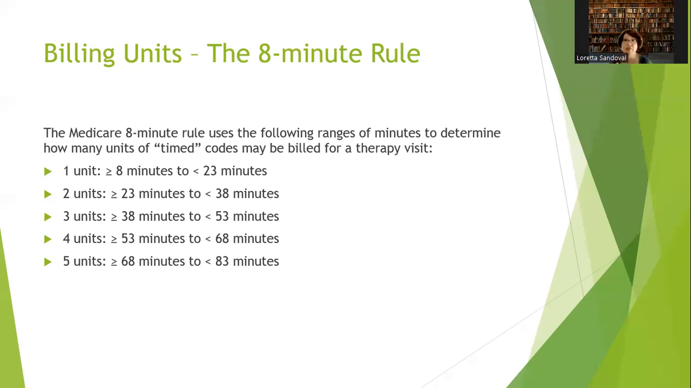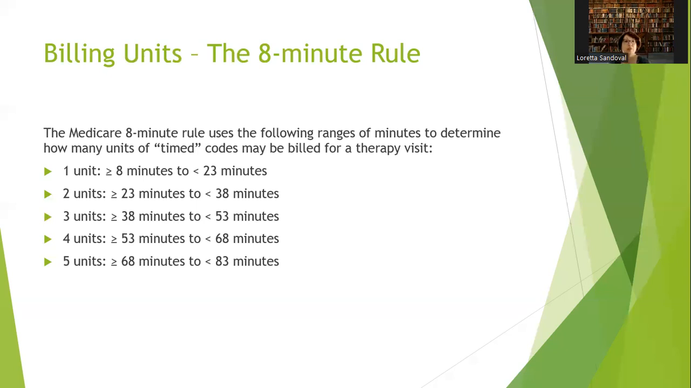So if you have 45-minute appointments in your clinic, like the clinic I work in right now has 45-minute appointments, you better be doing skilled therapy for at least 38 of those 45 minutes if you're going to bill 3 units, because 3 units is greater than or equal to 38 minutes and less than 53 minutes. If you have hour-long appointments, you better be doing at least 53 minutes of skilled therapy and up to less than 68. 5 units, 68 to 83. It's rare that you're going to be billing more than 4 or 5 units, but in certain settings you might.